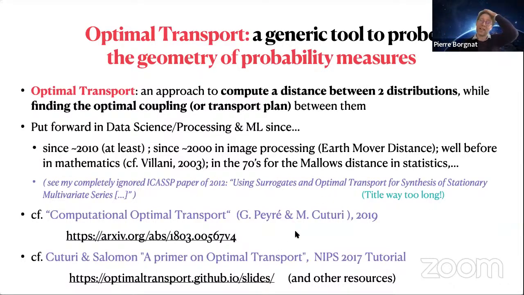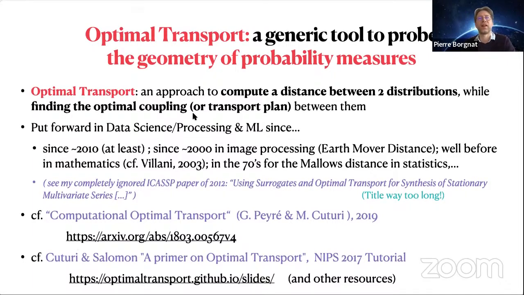So anyway, for 10 years now in machine learning, especially thanks to Gabriel Peyré and Marco Cuturi, who have written this nice book about computational optimal transport, the mathematics are well known, and it has been put forward as a good computational tool to compute distances between distributions when you are able to code the object of interest as a distribution.